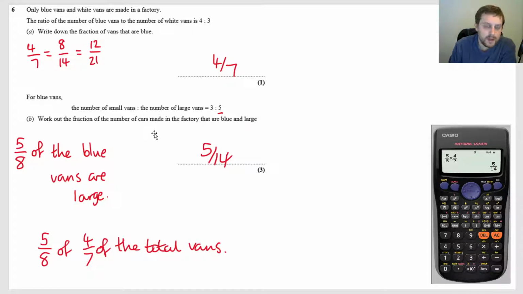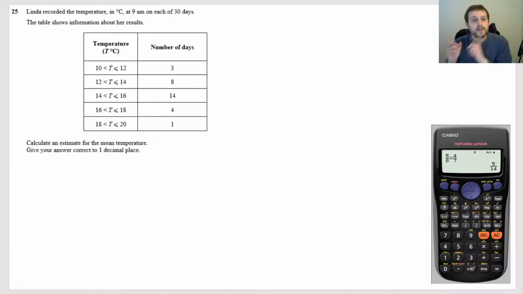Now, in terms of other ways to explain it, do you see this 8/14 here? It's an equivalent fraction to the 4/7, and it just so happens to be shareable in the ratio 3:5. You'd have 3/14 to 5/14, and the 5/14 is the one that's large. So there's also that as an explanation. Loads of ways of doing it, loads and loads. Anyway, back to foundation only.